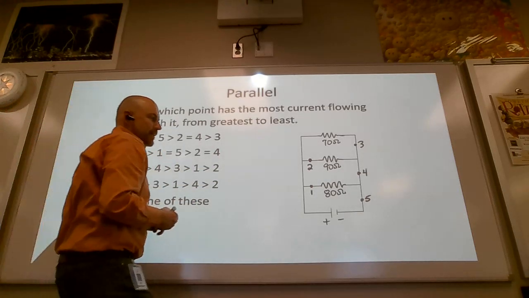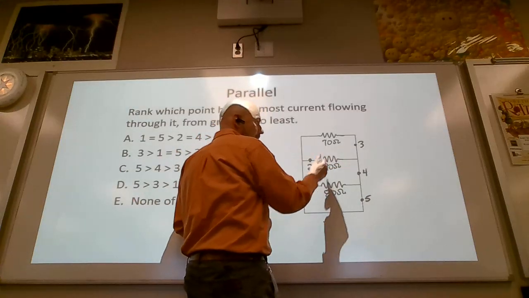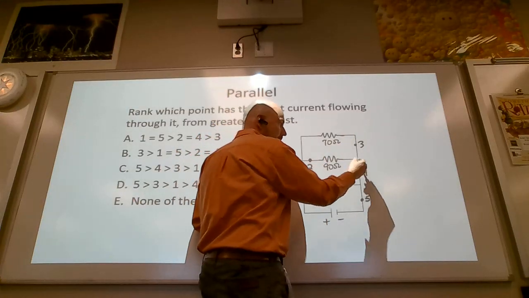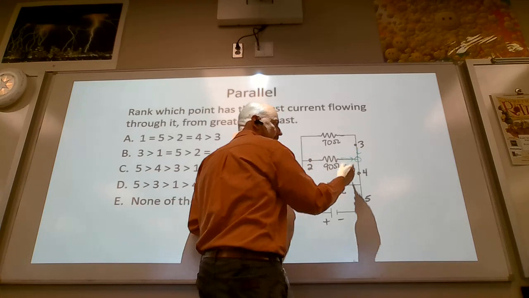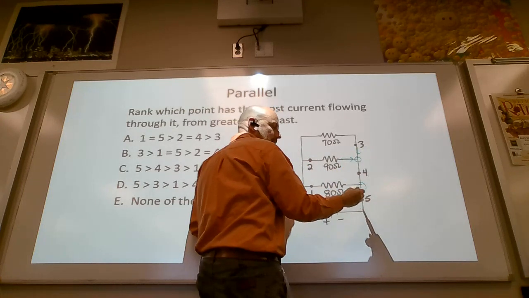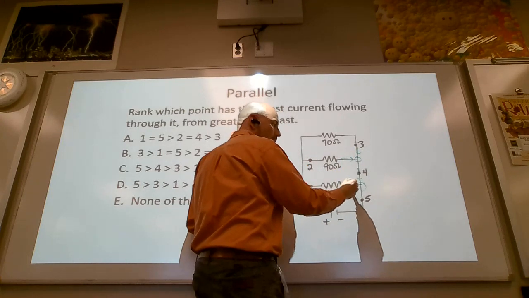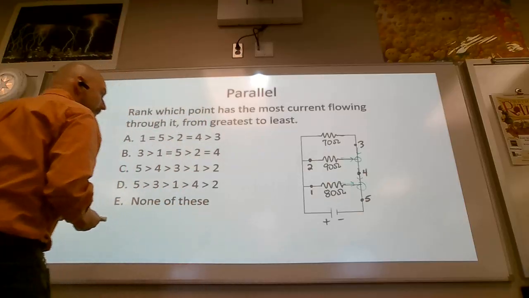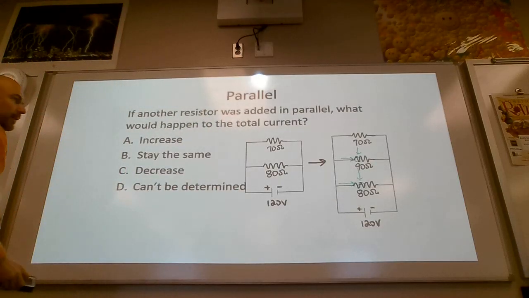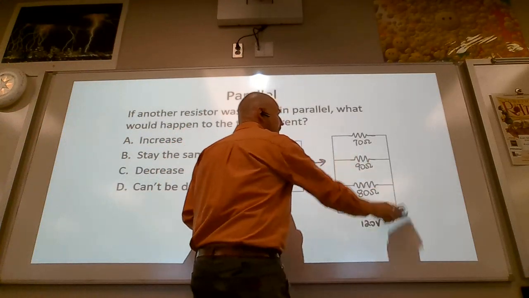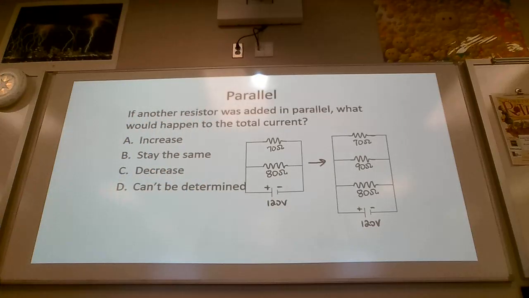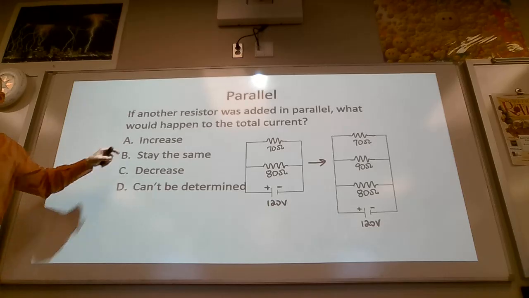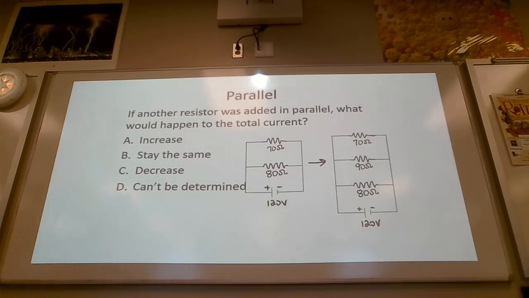Crazy cats. So we already established 1, 2, and 3. 4 is a combination of 3 and 2, and 5 is a combination of 4 and 1. Correct answer here is what happens. Nicely done. A, increases.